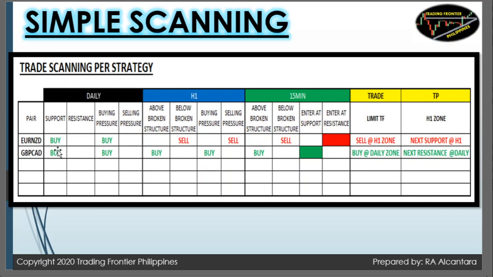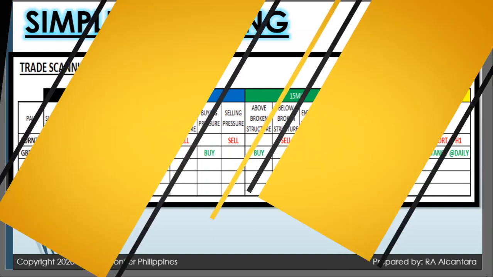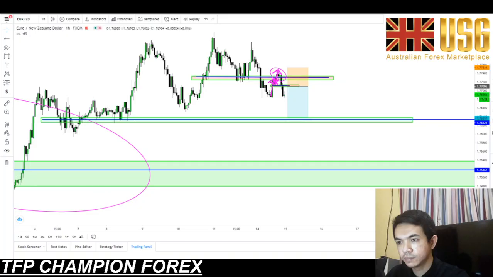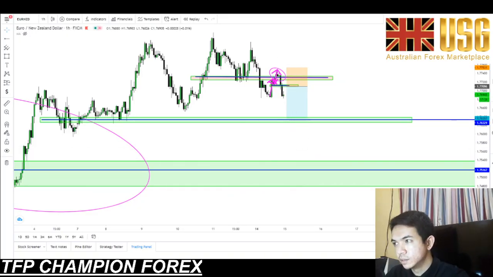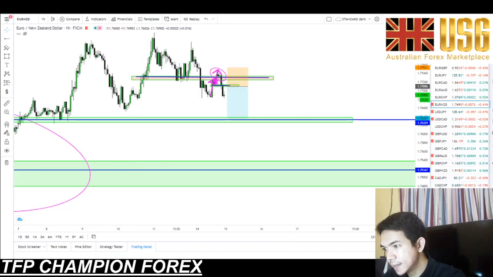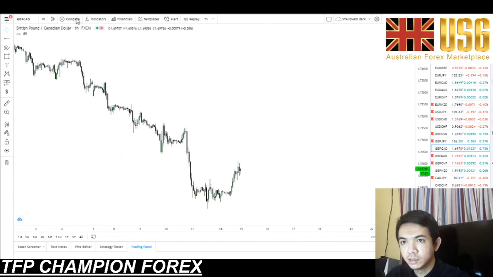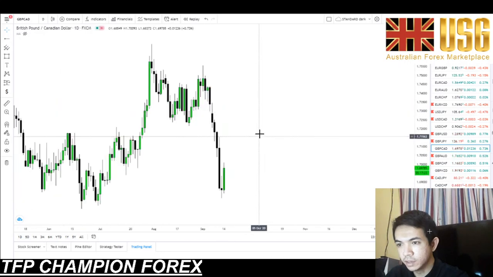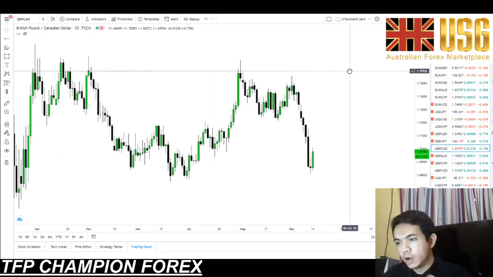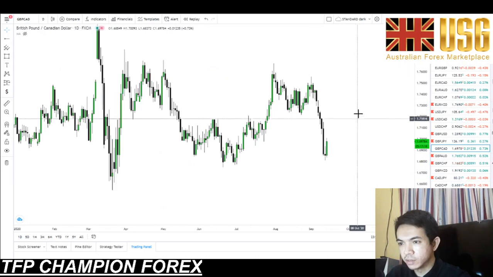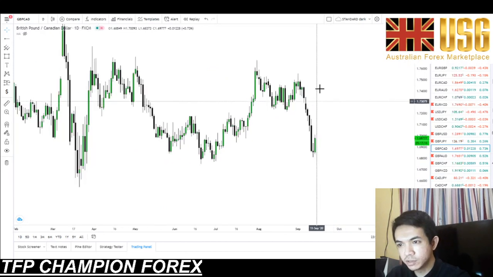So that is for EURUSD. How about for GBPCAD? Let's take a look at the chart of GBPCAD. Alright, so go to a higher time frame. Okay, what do we have here? How can I find an opportunity in this market? So first things first, mark your zones.